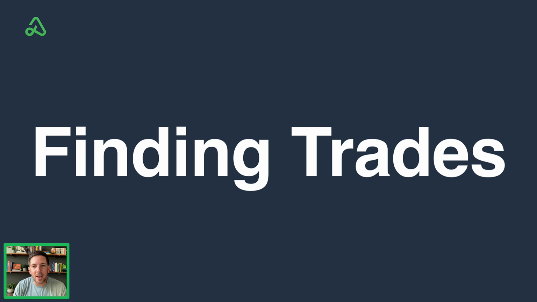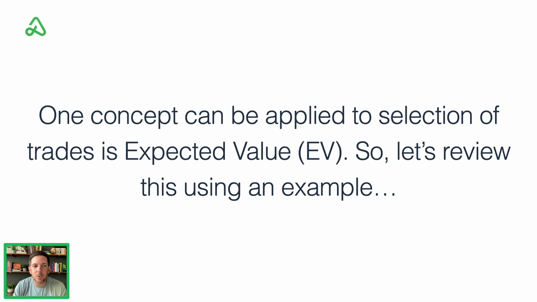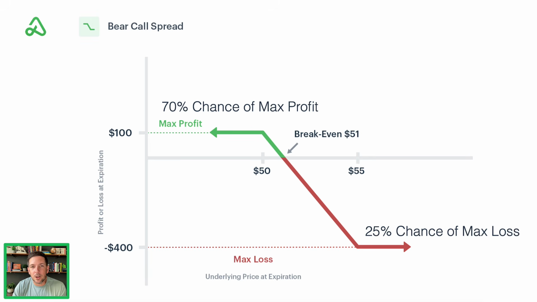So let's talk about finding trades. Now, before we talk about finding trades, which I'll show you how to do inside of Option Alpha, the one concept that I wanted to tell you about is this idea of trade selection based on using expected value and things like EV and alpha. So let's review using the example from today. Let's say that we have that same bear call spread that we were looking at earlier, where at the best case scenario you could make $100, and at the worst case scenario, you lose $400.